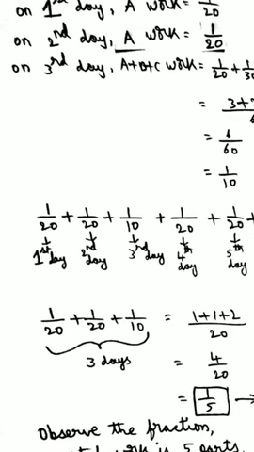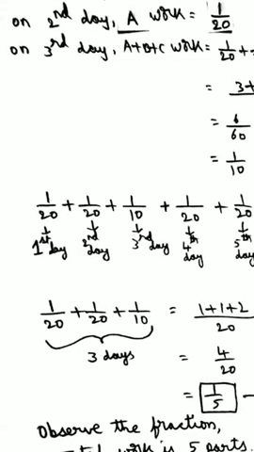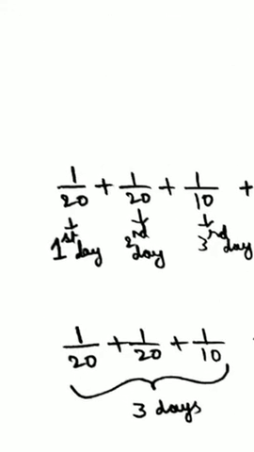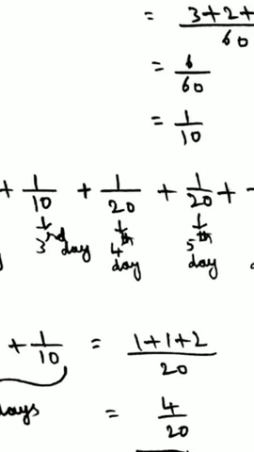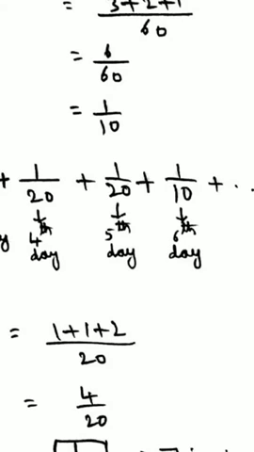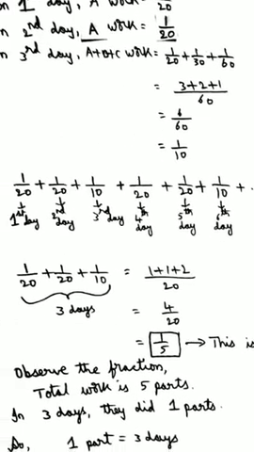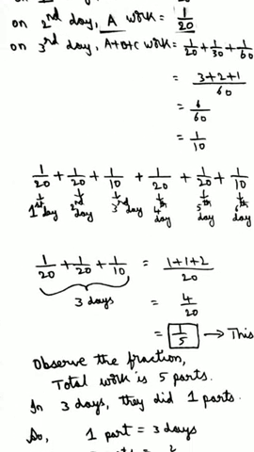And now come to the question. On the first day, A is 1 by 20. On the second day, A is 1 by 20. Whereas on the third day, all the three worked together, so it becomes 1 by 10. On the fourth day, A's work is 1 by 20. On the fifth day, A's work is 1 by 20. And on the sixth day, A plus B plus C equals 1 by 10. So this is the question given. Now how will we solve?